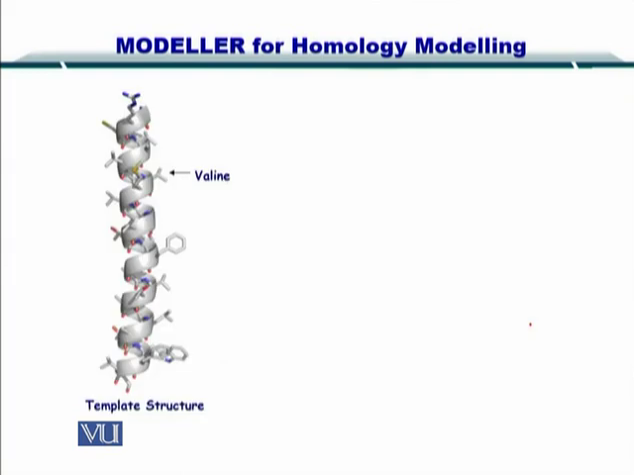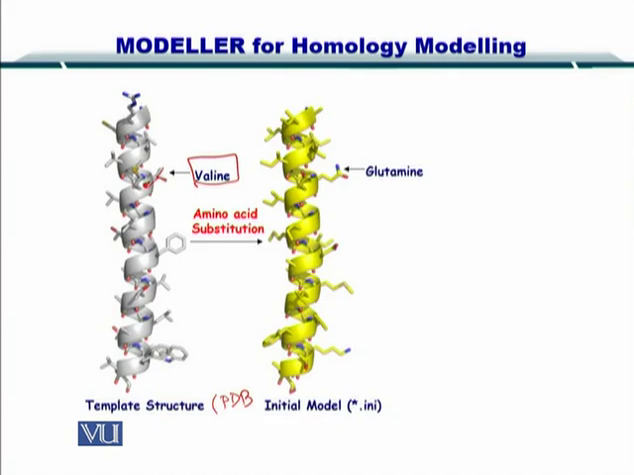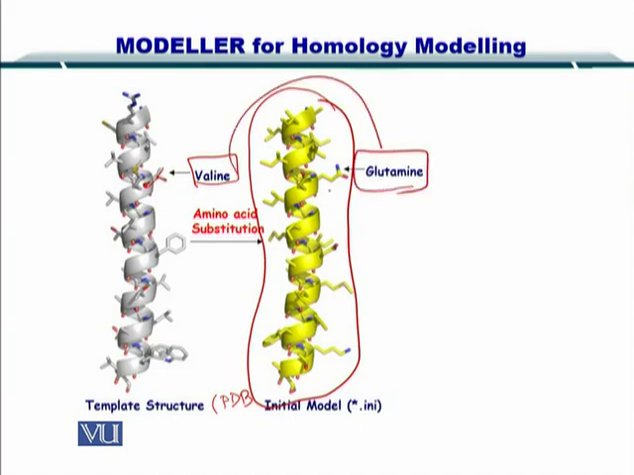So what Modeller does for you is, for instance, if you have this template structure from the PDB, and if you have, let's say, an amino acid side chain here, valine, then it tries to substitute these amino acids by other amino acids such that the overall energy of the protein structure becomes minimized. So as you can see in the yellow part, valine has been substituted by glutamine. You can see the side chain is different for valine and glutamine. So this is your initial model or INI file.